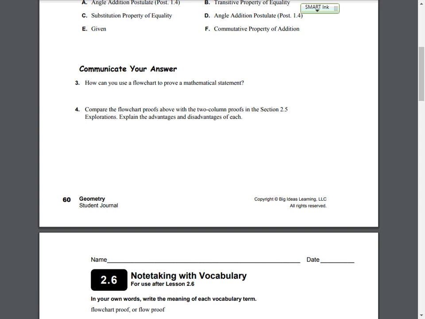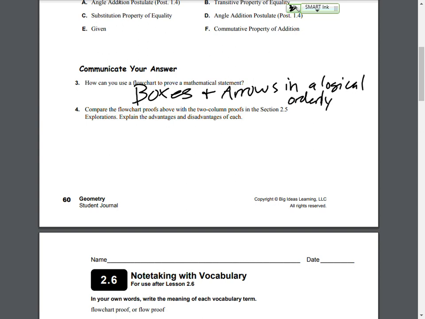How can you use a flow chart to prove a mathematical statement? Boxes and arrows, in a logical, orderly manner. You can use boxes and arrows to tell me what comes before what, and to show the flow of the logical statement.